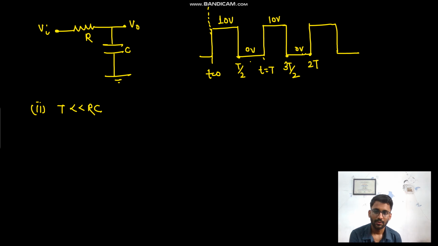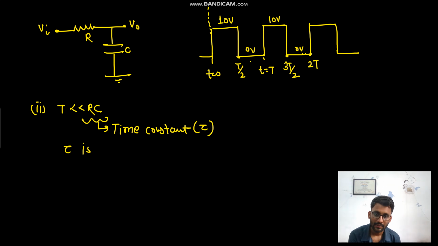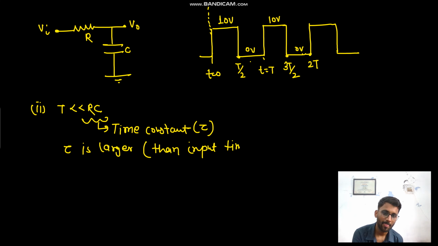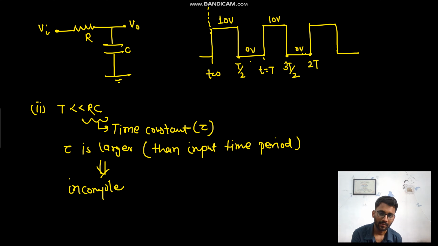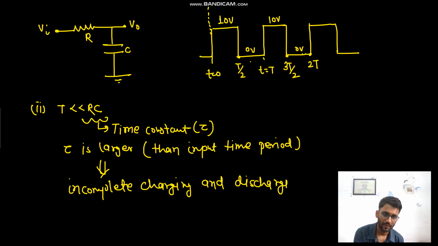Okay, so here this is the time constant tau. Tau is larger than what? Larger than the input time period. That means incomplete charging and discharging.